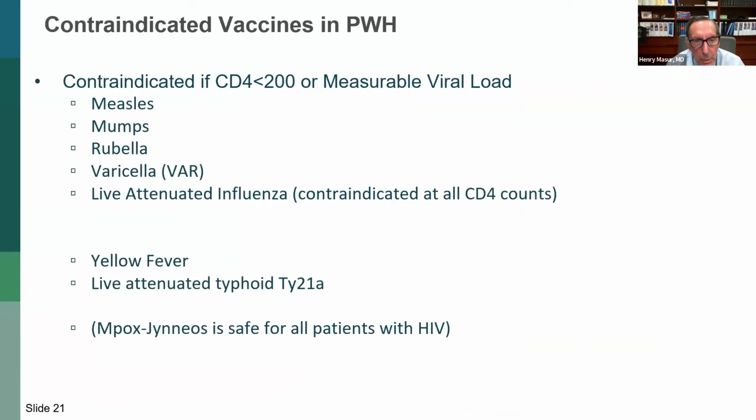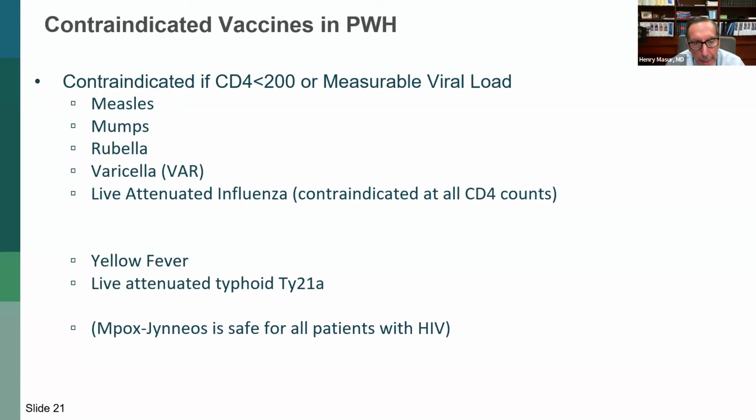It's varicella, which is not to say you can't give the zoster vaccine. You can give that because that's not a live virus. You can't give the varicella. And I don't think very many people use live attenuated influenza, but you shouldn't use that for anybody, even those with over 200. Just to remind you, if you have patients who are traveling, again, I don't know how many people with a CD4 count under 200 and a measurable viral load are traveling, but yellow fever is a live virus, and the live attenuated typhoid is a live bacteria.